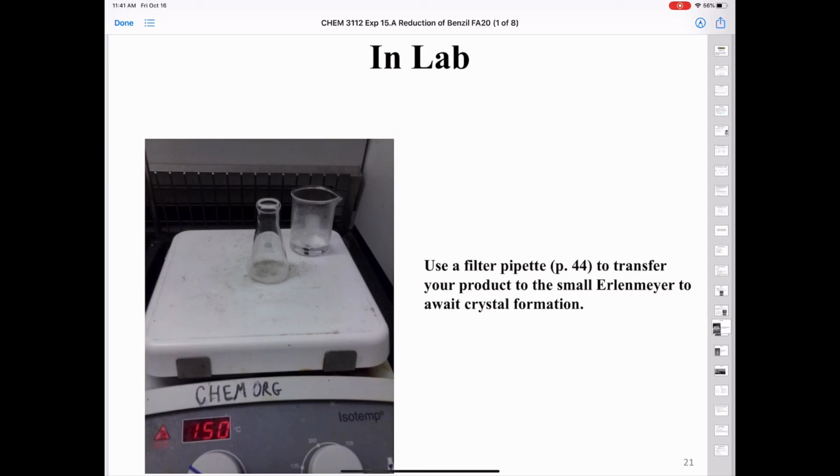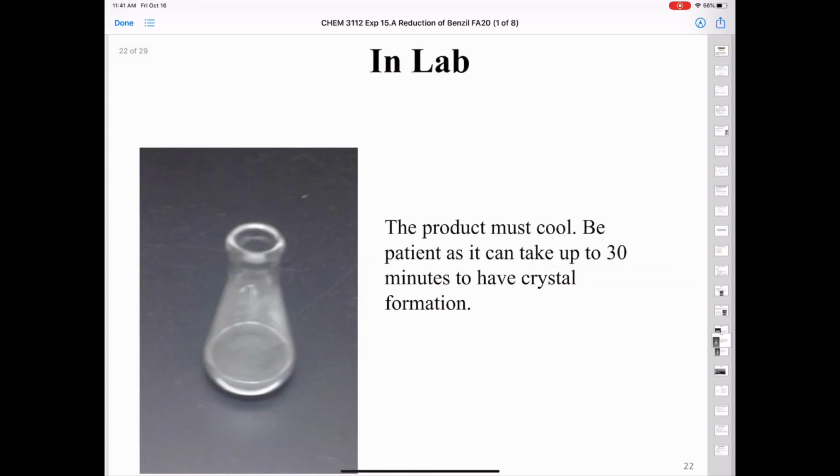After you've transferred the hot clear solution to a clean Erlenmeyer flask using a filter pipette, you're going to add an additional 2 milliliters of hot water and allow the solution to crystallize undisturbed to form shiny, thin plates. When you're waiting for the crystals to form, you want to be patient. It can take up to 30 minutes to have the crystals form.